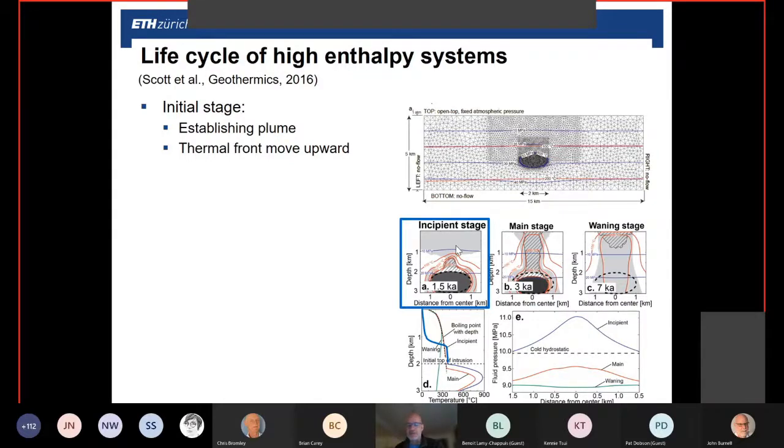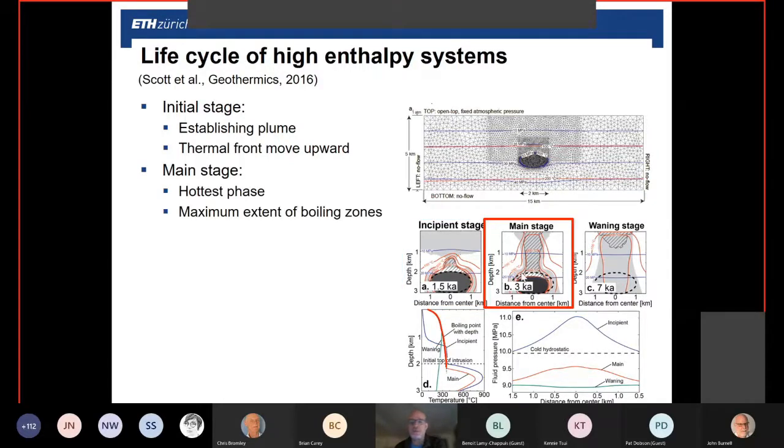And then it transitions into a main stage where the system is fully evolved, the plume has reached the surface, you have boiling, and so on. In this particular setup, this was after 3,000 years. And now, unless you recharge the magma body with new magma, it will cool. You have cold water coming down here, and it will mine heat from this body, feeding this hydrothermal system. And at some stage, this heat source is exhausted.